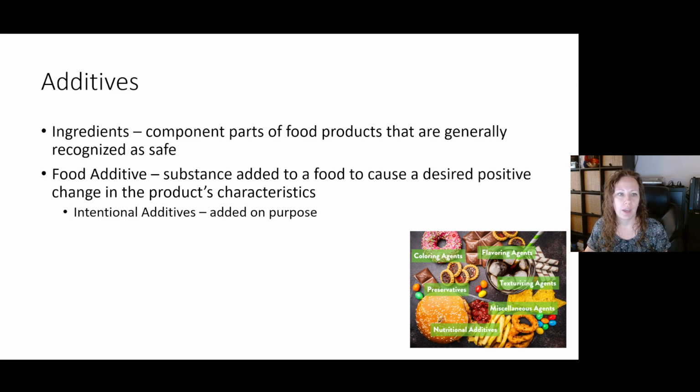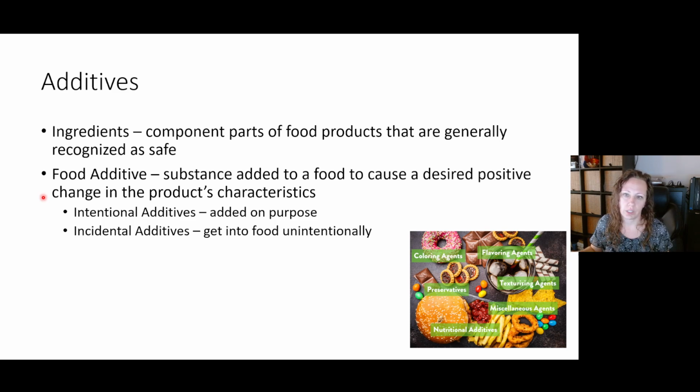There are two types of additives. The first is intentional additives, and these are the additives that we purposely add to get the desired positive change. Then there are also incidental additives, and these are additives that get into a food unintentionally, and they actually might be positive or negative. So these incidental additives could be put in the food at any point from the farm where the fruit, vegetable, meat, whatever, is grown to the kitchen table.